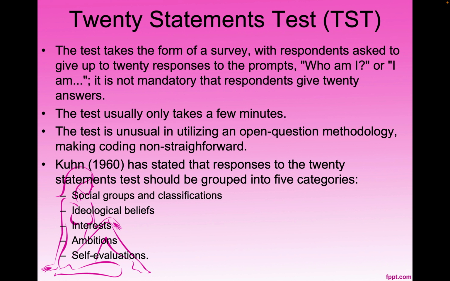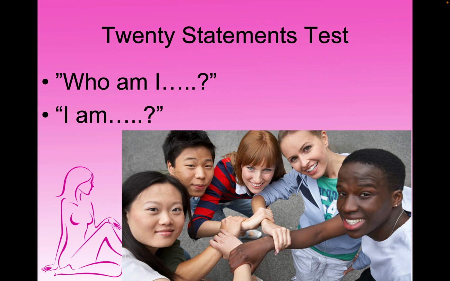The test is unusual in utilizing an open question methodology, making coding non-straightforward. And that's a problem. Kuhn in 1960 has stated that responses to the 20 statements test should be grouped in 5 categories: social groups and classifications, ideological beliefs, interests, ambitions, and self-evaluations. So it's an old test. It's been around for a long time, and we've given it to a lot of different people. So there you go. Who am I? I am.